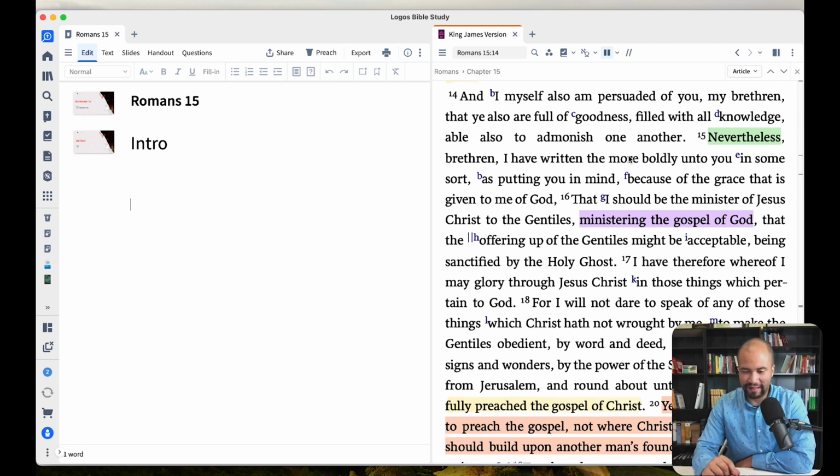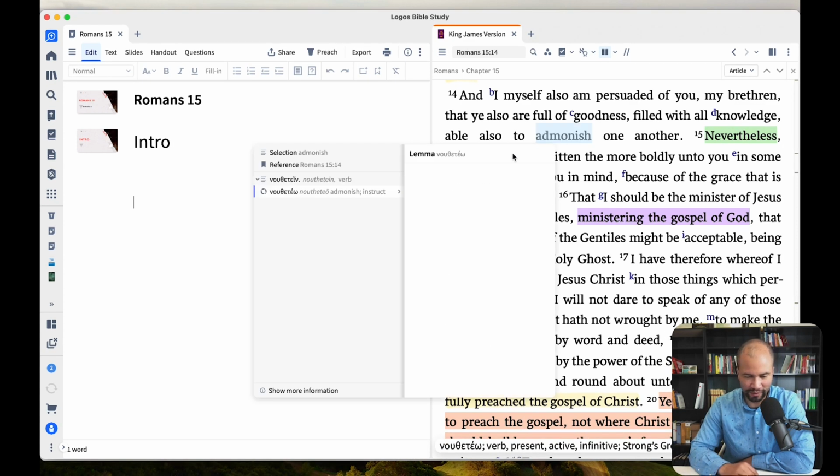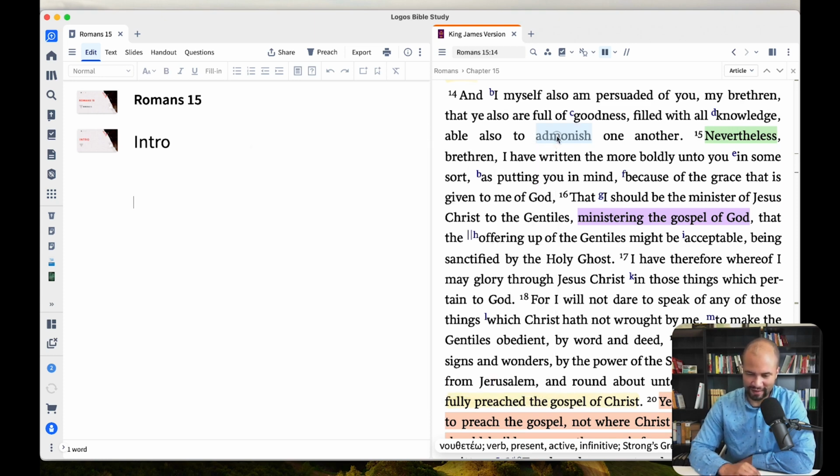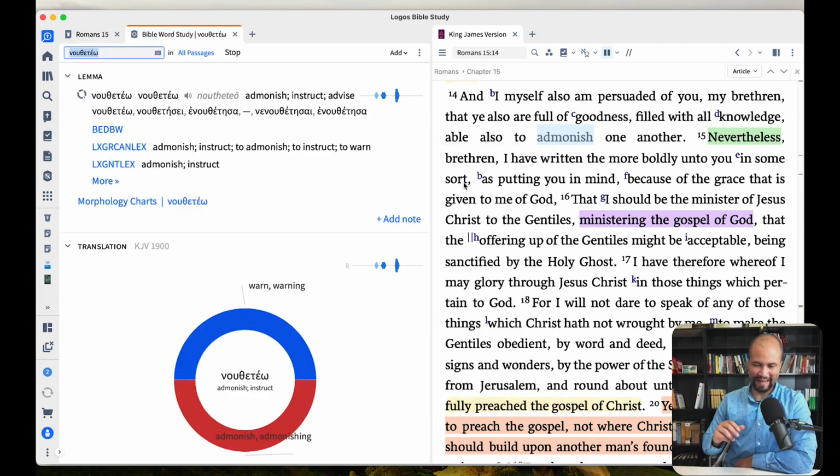It seems like he says, "And I myself also am persuaded of you, my brethren, that ye also are full of goodness, filled with all knowledge, able also to admonish one another." And so I just want to look up that word, admonish. Since I'm streaming, it's putting a little more tax on my system than usual. But here it says this word means to admonish, to instruct, to warn.